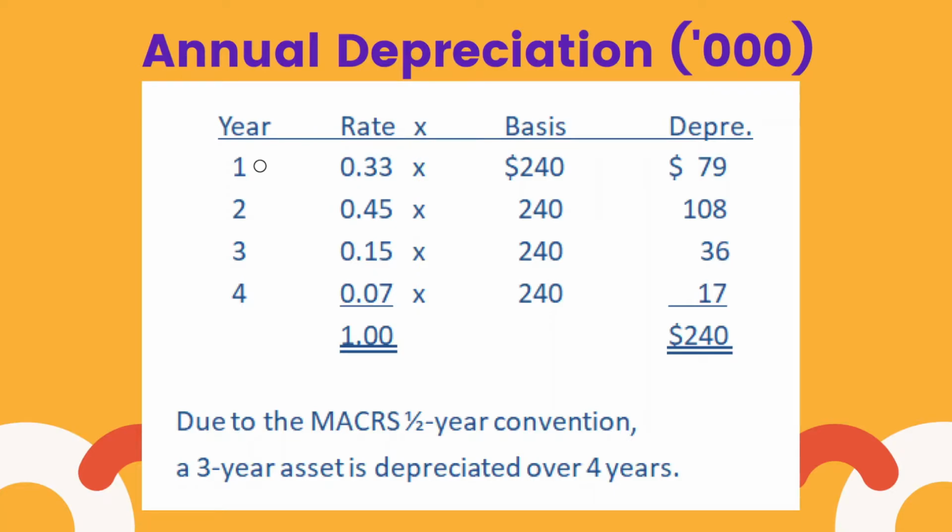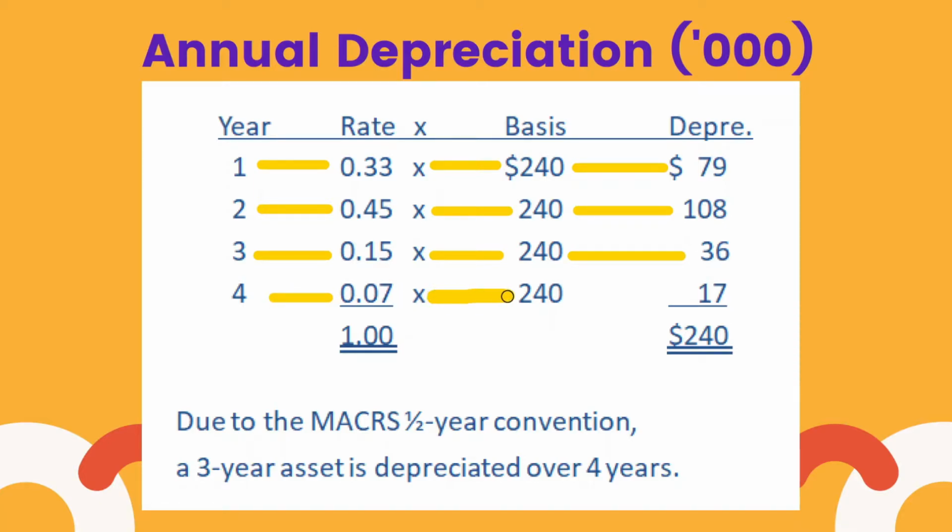In year 1, the depreciation percentage is 34% of the total equipment cost of $240,000. That's equivalent to $79,000 of depreciation in the first year. In the second year, the depreciation is about 45% of the total machines cost of $240,000. So it is $108,000 of depreciation expense in the second year. We follow the same calculations for the third year and the fourth year. And we observe that this machine will be fully depreciated at the end of year 4.